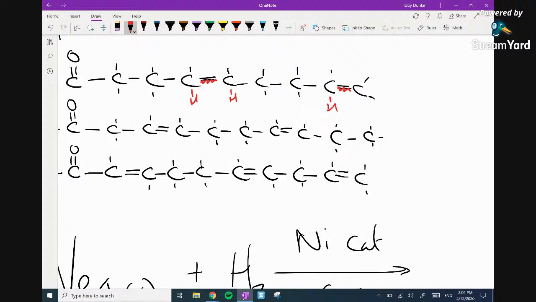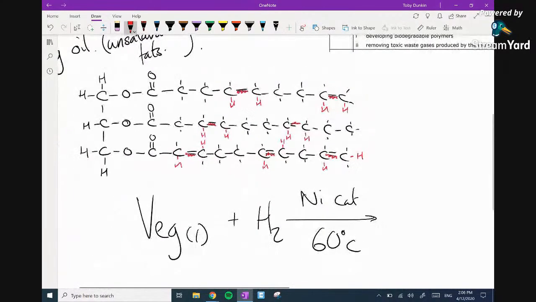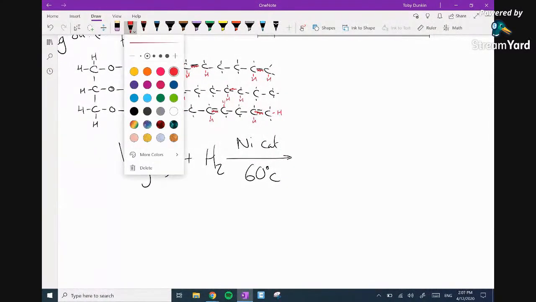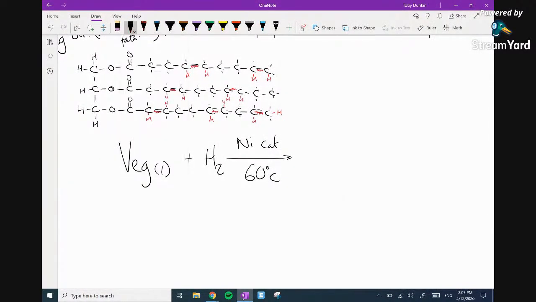Add one here. Double bond breaks, add one here. Double bond breaks, add one, add one. It is completely indiscriminate. It will just add them to everything. Now, what I have just made there is margarine. So that process is called hydrogenation, and I will turn it into margarine.